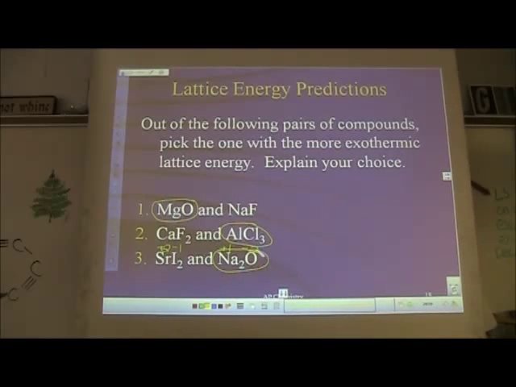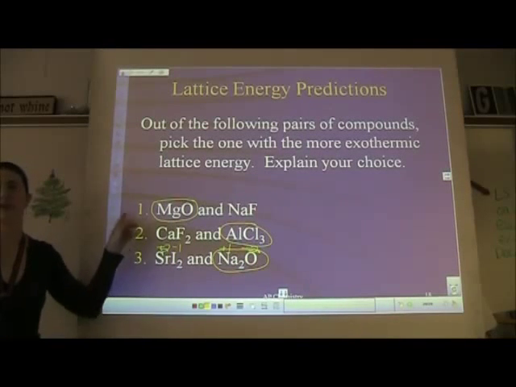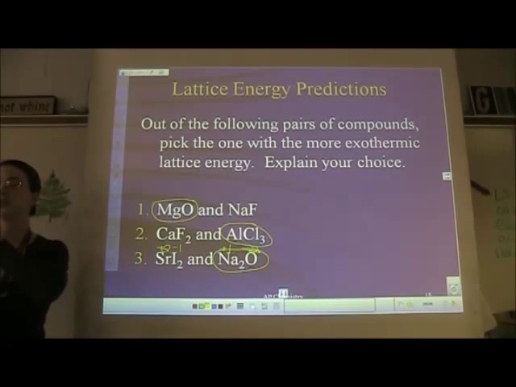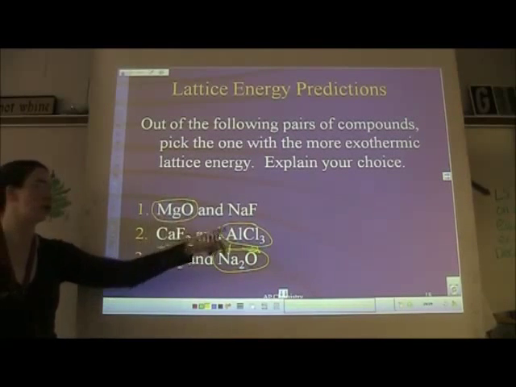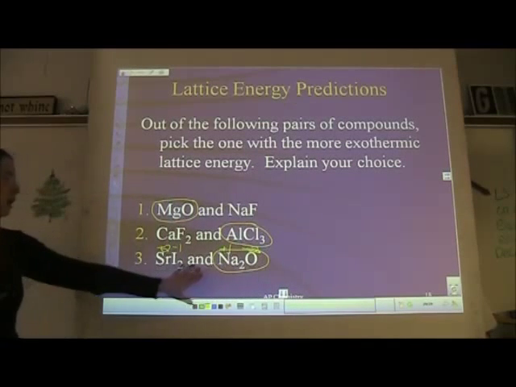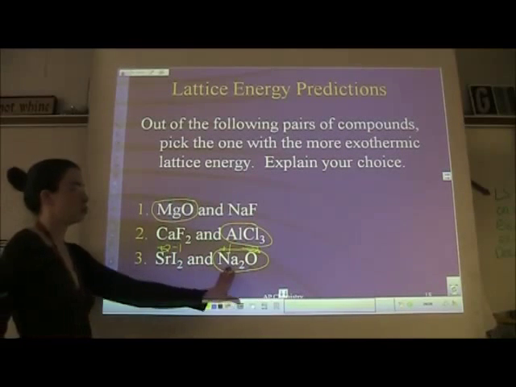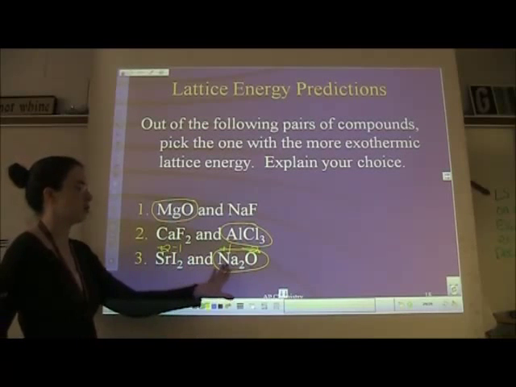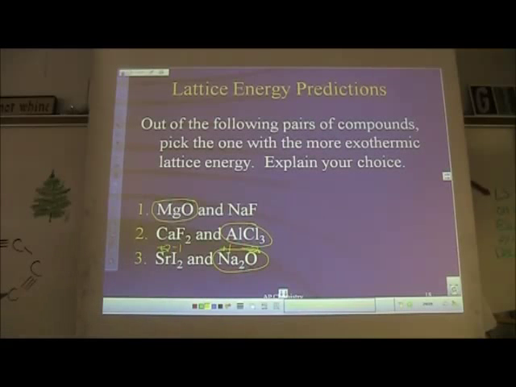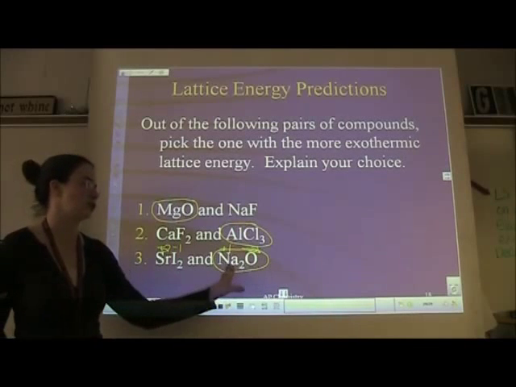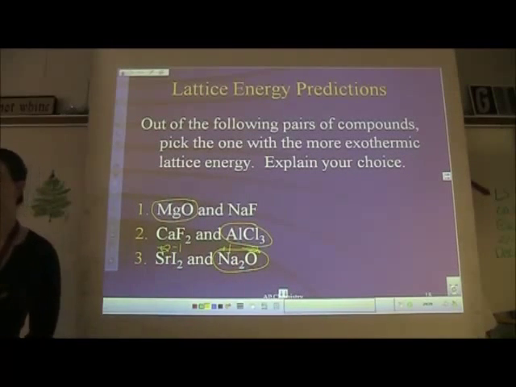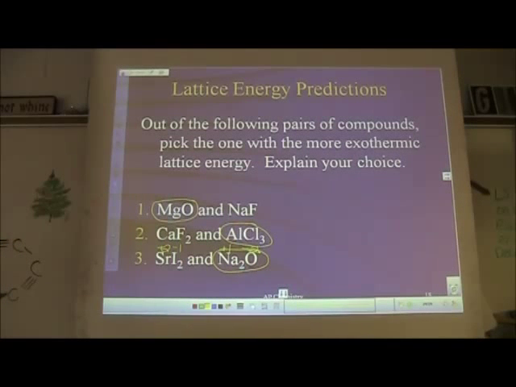So to be clear, there was no need to talk about radius in numbers 1 and 2. 1 and 2 were just charge, this one had more highly charged ions. In number 3, however, you'd say, although they contain the same charged ions, the distance between, or you know what would be better, I would say the sodium oxide compound contains ions with smaller radii. That's what I would say. Or the distance between these two ions is smaller than the distance between strontium and iodine. Something along those lines. Either distance or radius.